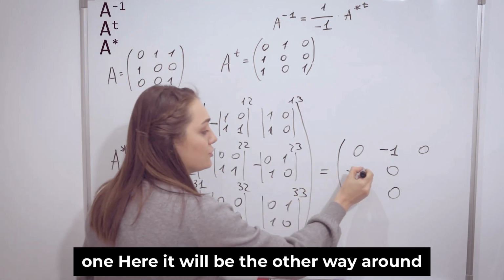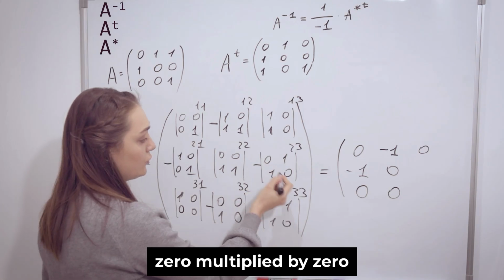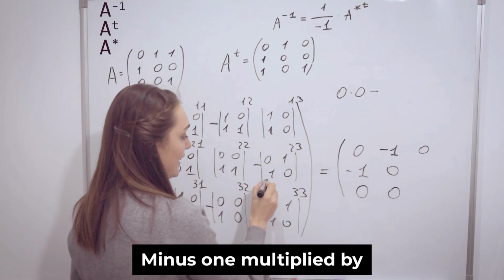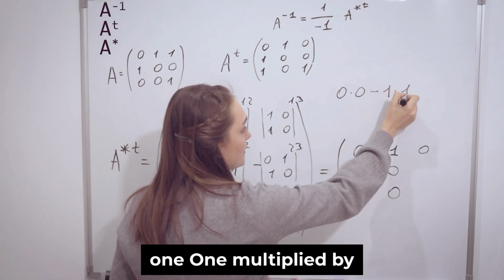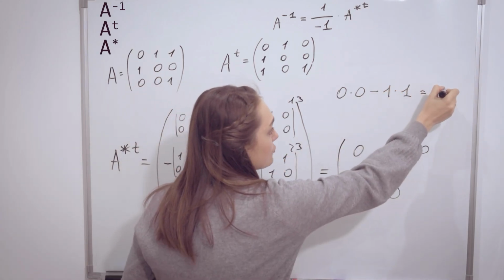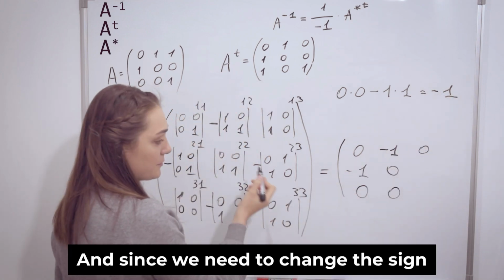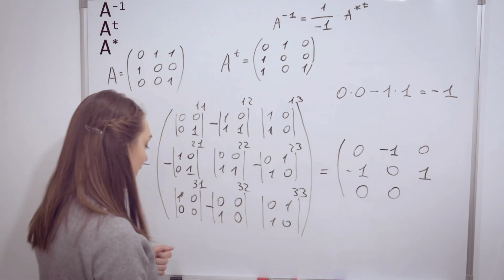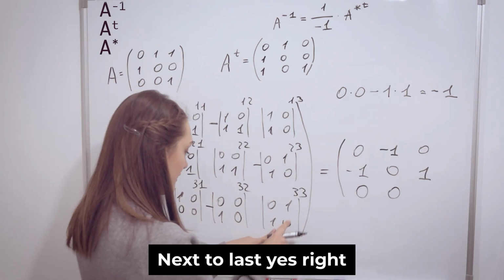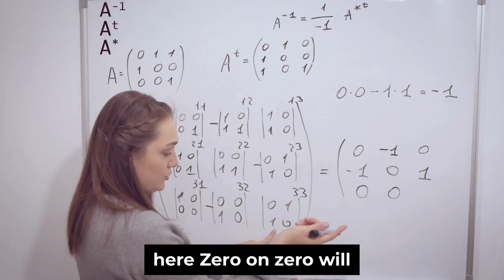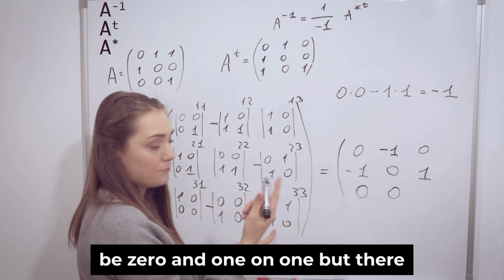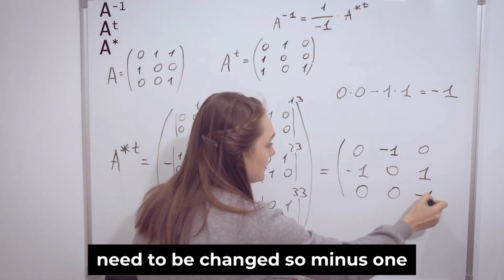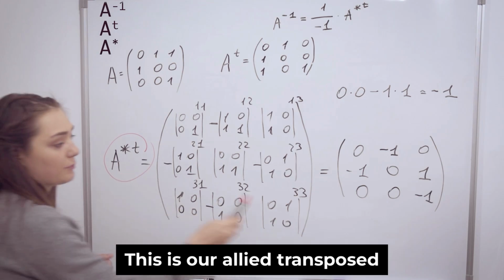Here it will be the other way around, 0 by 0. Let me write 0 multiplied by 0, minus 1 multiplied by 1. 1 multiplied by 1. We already have minus 1. And since we need to change the sign, we get 1. That is, there is a minus, there is a minus. Minus from minus is plus. Next to last, right here: 0 by 0 will be 0 and 1 by 1, but there with a minus sign, the same as here. But the sign does not need to be changed, so minus 1. This is our adjugate transposed matrix.